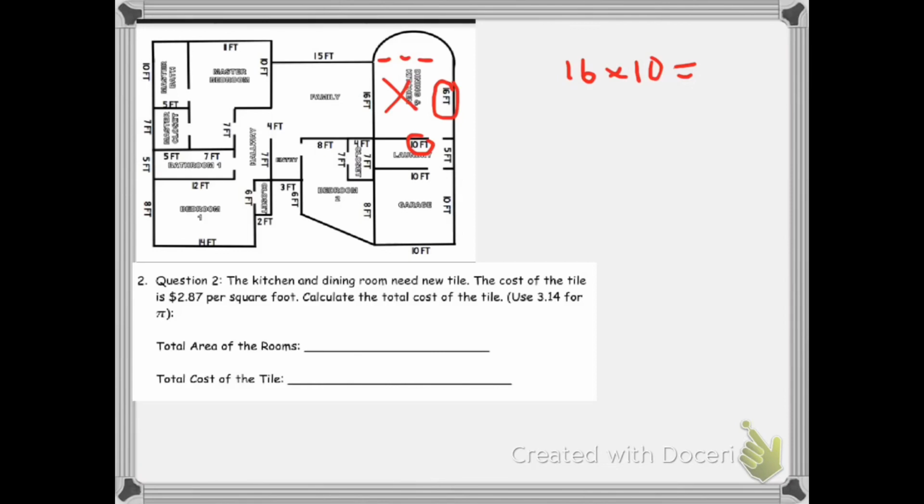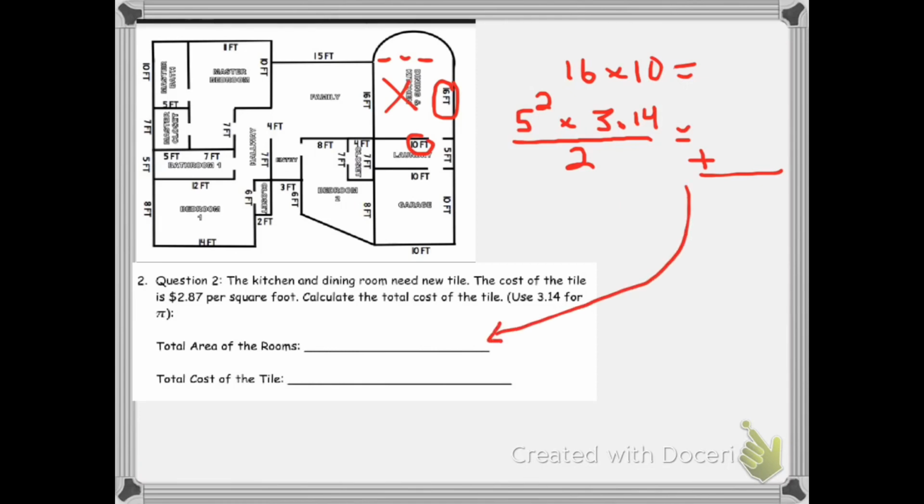So what we need is the radius. Well, 10 is the diameter. We don't want 10, we want half of that, which is 5 squared times 3.14. Now, this is where it gets tricky. That's going to give you the area as if it was a total circle. So what you're going to want to do is divide that by 2. Then you get this answer. We're going to add those two answers together, and that will give us what we need here. After you get that, you're going to multiply that by the price per square foot of tile, which is $2.87. That answer is going to go right there.